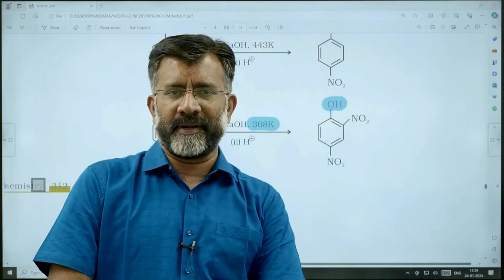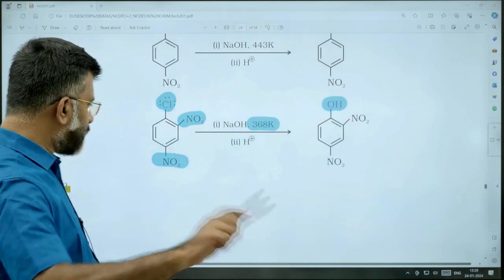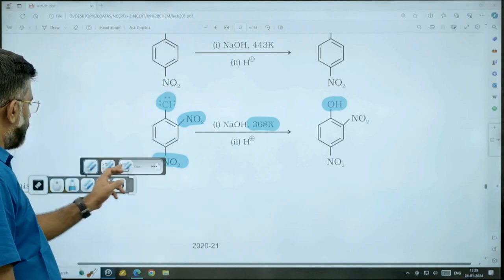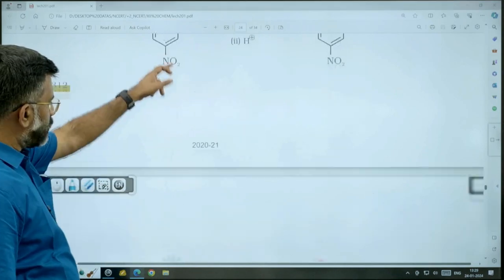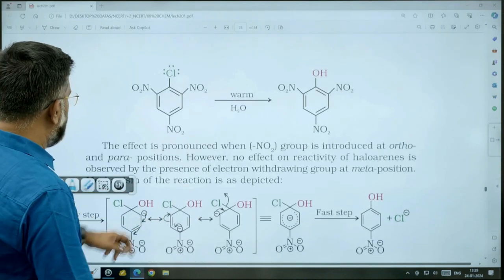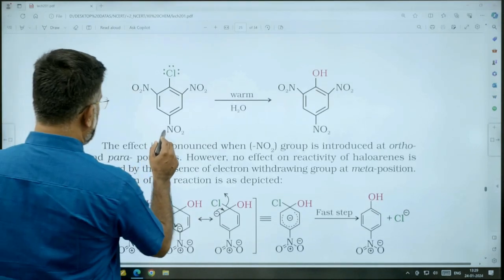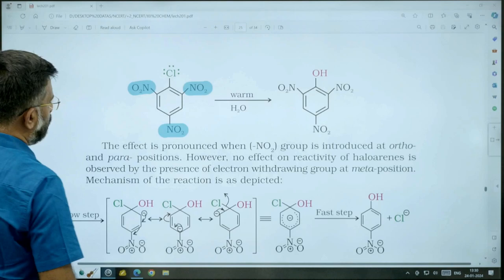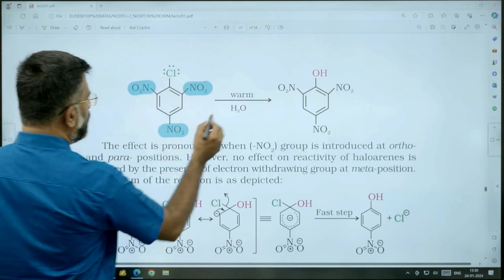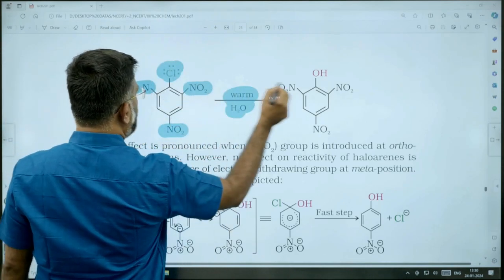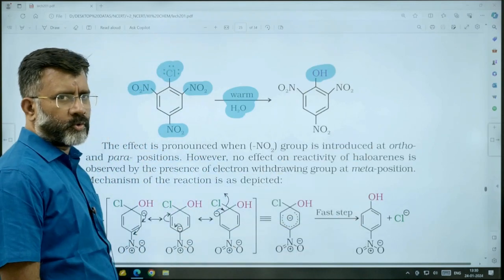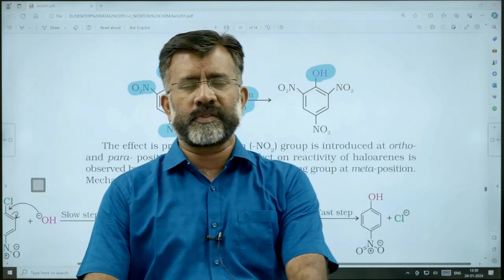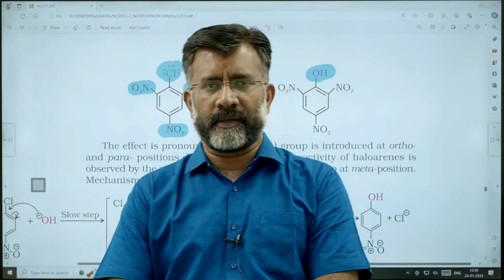And what if there are three nitro groups present? Suppose all the ortho para positions are occupied by nitro groups. What will be the scenario? Simply warming with water, chlorine is replaced by the OH group and you get picric acid, 2,4,6-trinitrophenol.